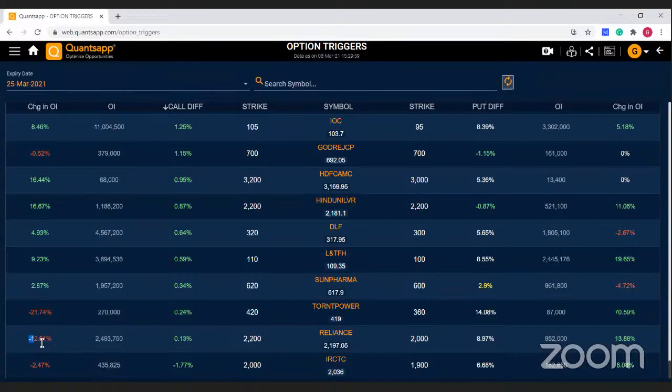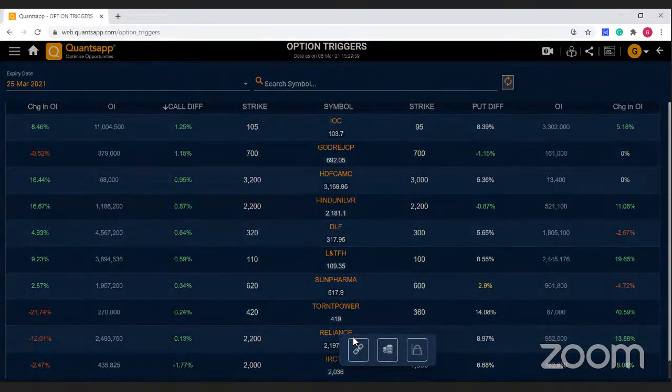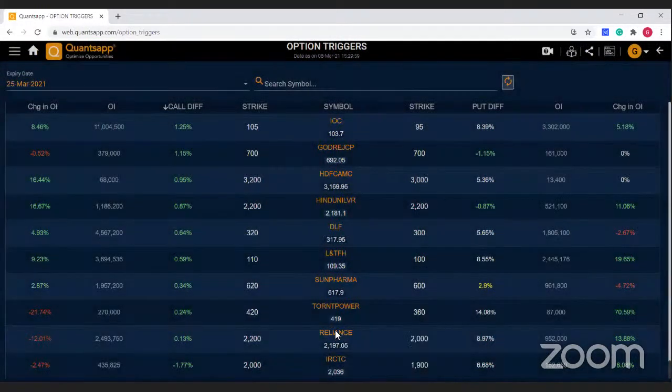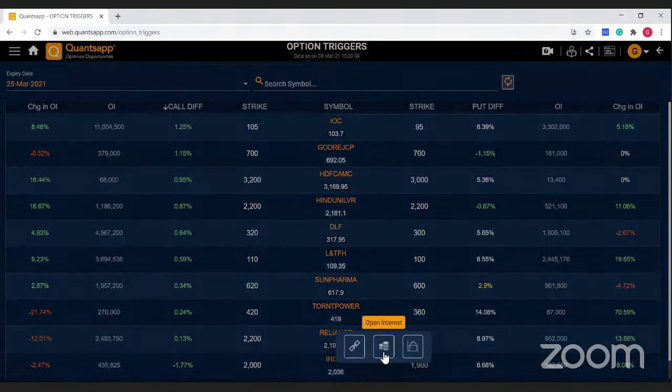Now, you can see there's a change in OI of 12%, meaning open interest has declined, meaning that the call writers have reduced their position at the highest call level. So I can say that there might be a possible movement coming in Reliance, or a movement has already happened, as 12% of the open interest has declined. Now, if I click on Reliance, you can switch to the option chain, open interest, or option gain. The ideal thing to do is go to the open interest.